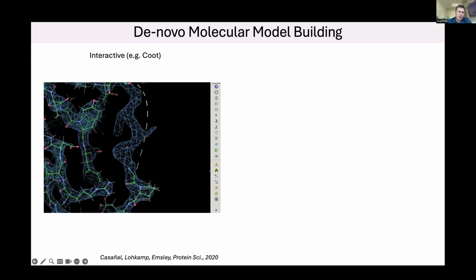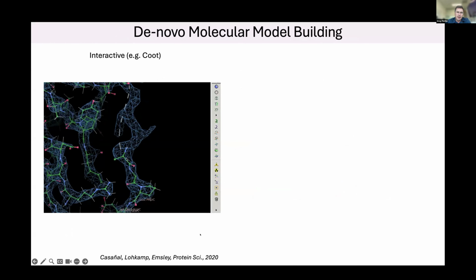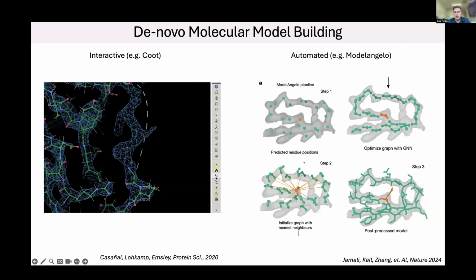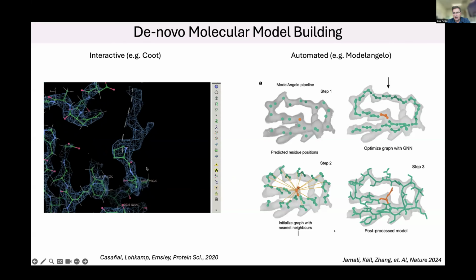Okay, now we've seen how we do model building. So a classic tool is Coot. If you have density that's pretty clear, and you have some starting model, you can always add more residues to it interactively. There are some nice tools for building de novo models if the resolution is good enough. For example, ModelAngelo, where it places some anchor points, tries to connect the points, and then builds atomic models from that.